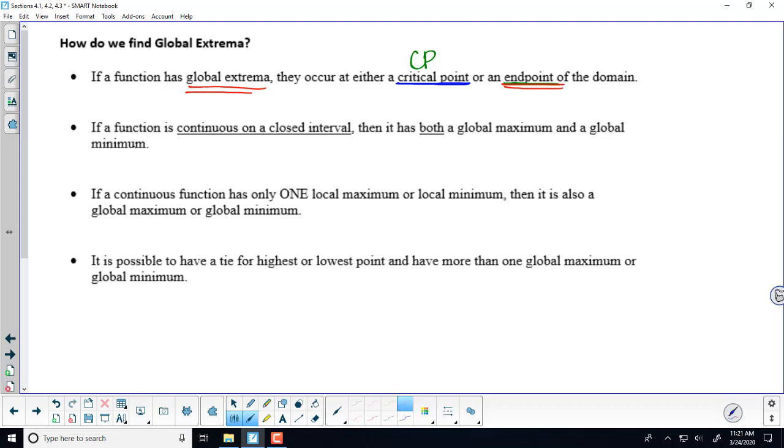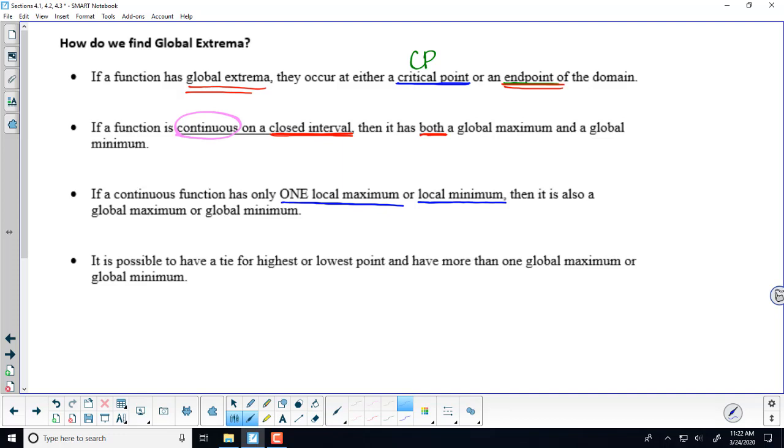If a function is continuous on a closed interval, here's the difference. If we close the interval, then it will have both, okay? We have to make sure that it is continuous, meaning there are no breaks in the graph. If a continuous function has only one local maximum or one local minimum, then that will be the global maximum or global minimum.